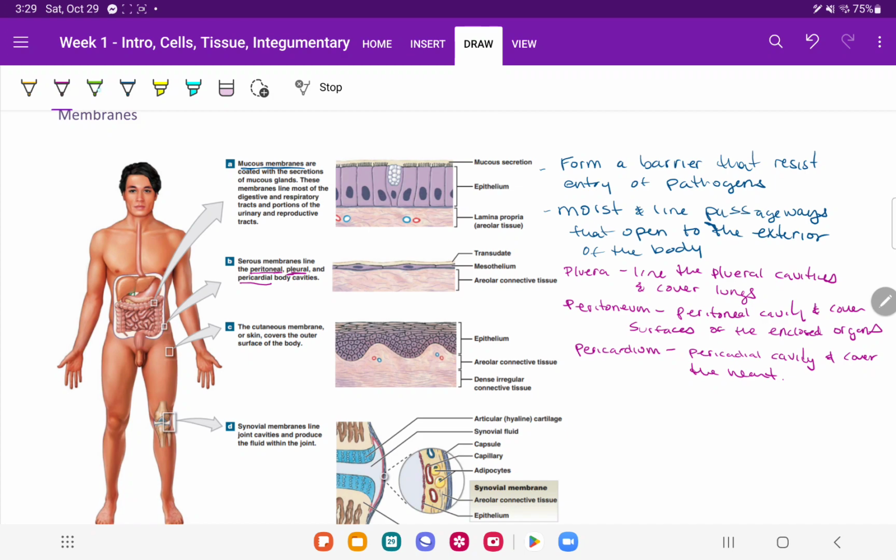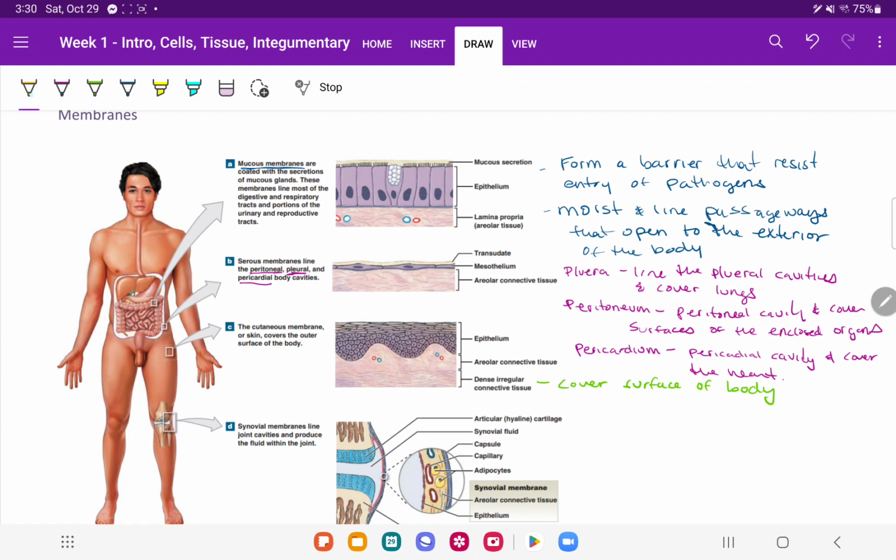We also have the cutaneous membrane. And the cutaneous membrane is basically the skin. It covers the surface of the body. Unlike the serous and the mucous membranes, the cutaneous membrane is thick, relatively waterproof, and usually dry, because the skin is the first line of defense against environmental pathogens. So the cutaneous membrane will cover the body surface.